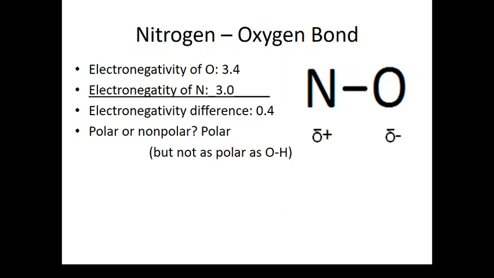Our last example is between nitrogen and oxygen. Nitrogen has an electronegativity of 3.0, while oxygen has an electronegativity of 3.4. Subtracting the two, we have a difference of 0.4, thus leaving the slightly positive region on the lower electronegativity of the nitrogen and our slightly negative on the higher value of our oxygen. This is indeed a polar bond, but in comparison, not as polar as that between oxygen and hydrogen.